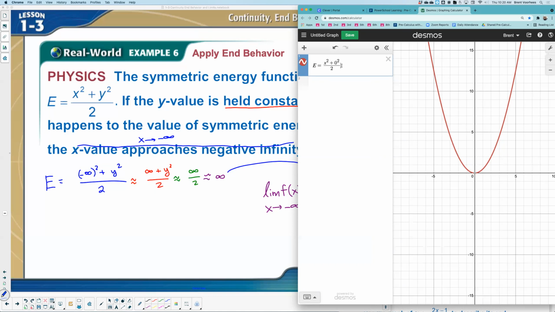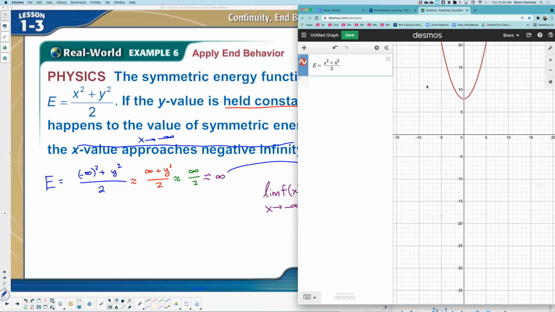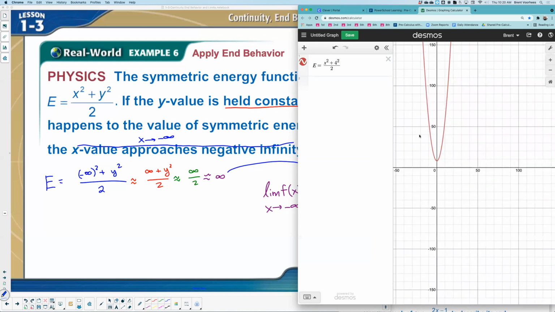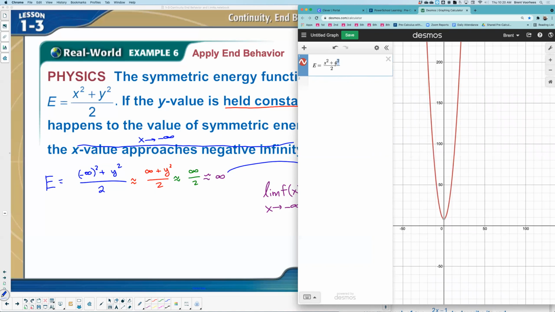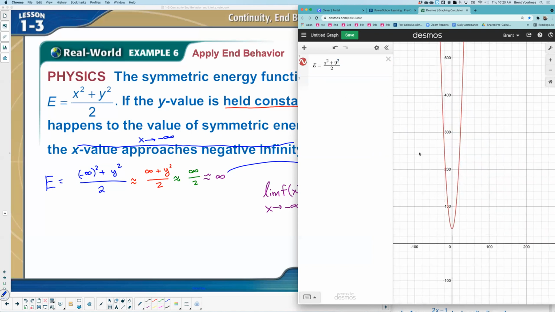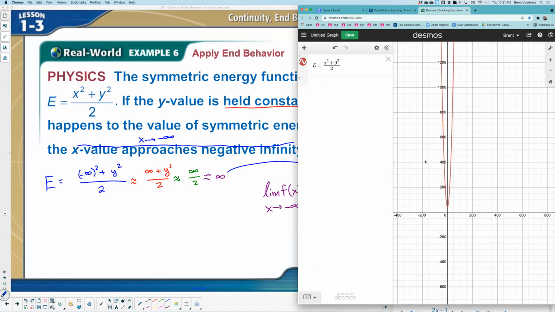It's going up. Okay, but someone says, what if y is not 0? Well, let's try a different number. Someone throw out another number. 4. What if it's 4? What happens as we move left? It still goes up. Okay, someone throw out a different number. 9. What happens as we go left? Still go up.